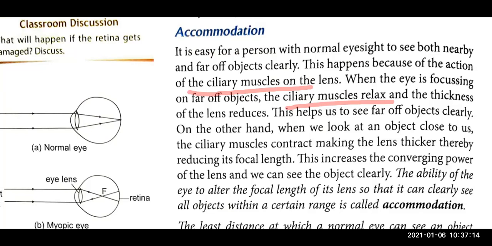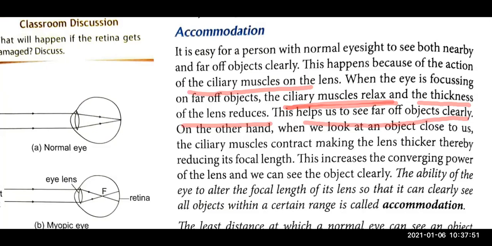Similarly here also, when the ciliary muscles relax, the thickness of our eye lens becomes less. Thickness becomes less means it becomes thin. And as it becomes thin, its focal length, here it is not given, but in 10th you will come to know that when the lens becomes thin, its focal length is going to increase. And as the focal length increases, we are able to see the far objects clearly.